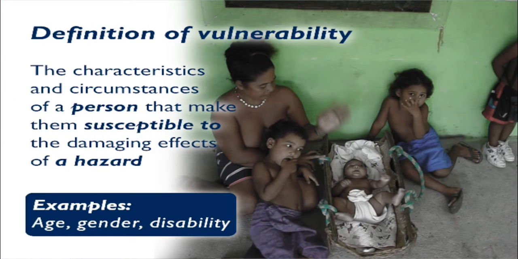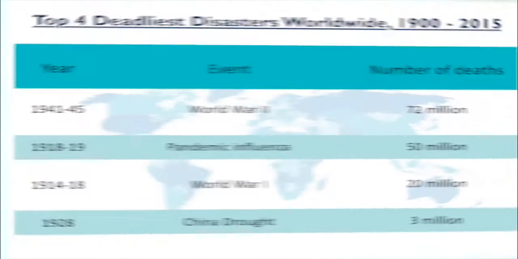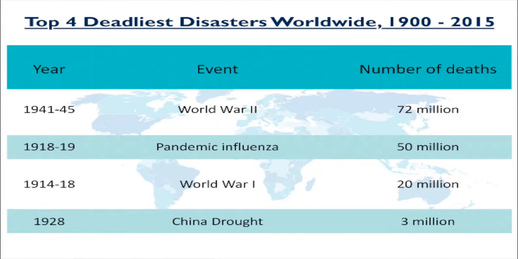So I mentioned disasters are caused by this hazard and vulnerability mix. Let's talk about the definition of vulnerability. According to the UN, the definition of vulnerability is the characteristics and circumstances of a community or a person that may make them more susceptible to the damaging effects of a hazard. So for example, not all people have the same level of vulnerability. Some people may be more vulnerable to the exact same thing because of their age, their gender, disability, or a host of other factors.